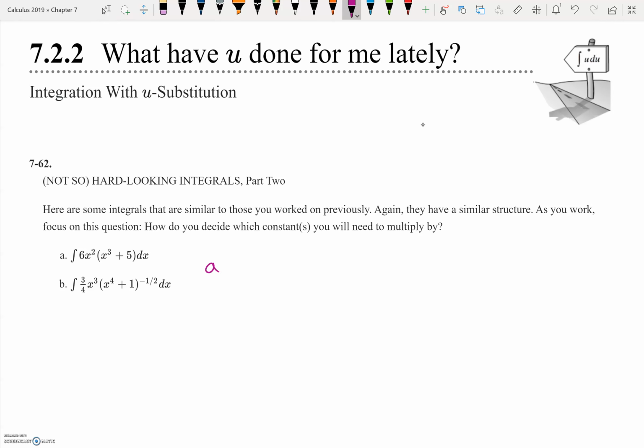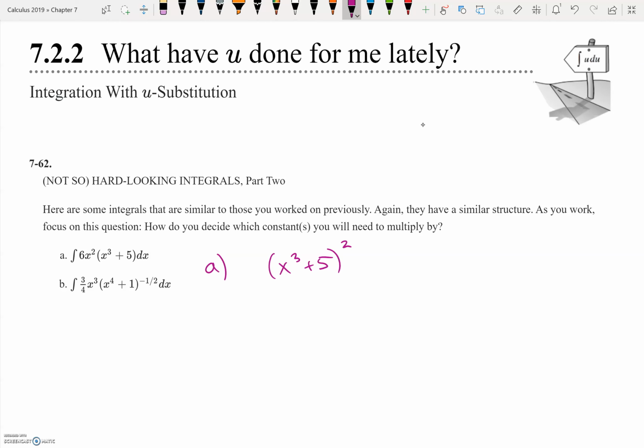So for our first one, we're going to think about which is the function that we start off with. Does this one turn into 6x squared, or does 6x squared turn into x cubed? Well, if we start off with the derivative of this one, the chain rule will allow us to get 6x squared. So we'll start off with x cubed plus 5. Notice that I have this to the first power, which means this needs to be squared.